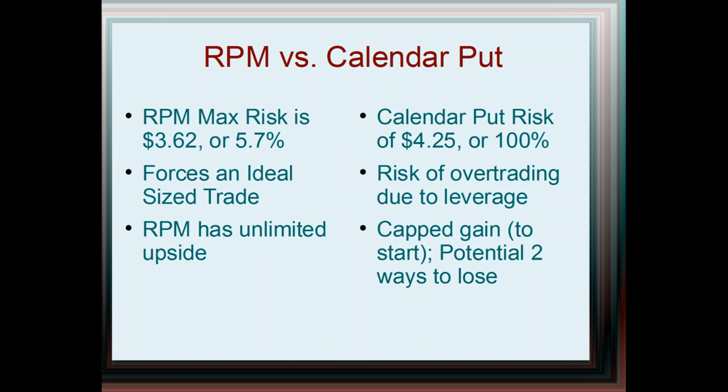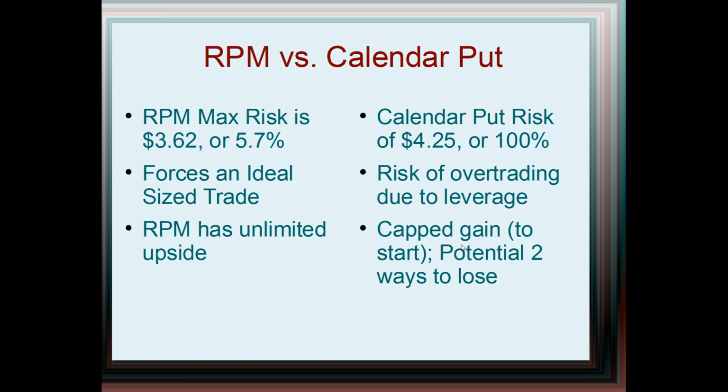The RPM has the unlimited upside, and as we saw with the calendar put, we have that capped upside. In fact, the maximum profit is only seen if the stock's trading right at that specific strike price at expiration, and you have the potential to lose two ways, if the stock moves up or if the stock moves down.